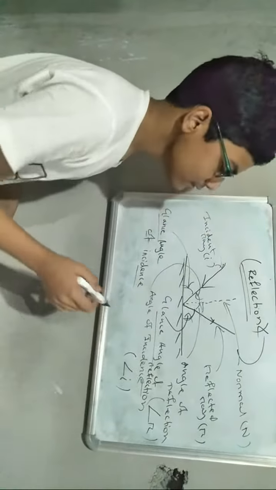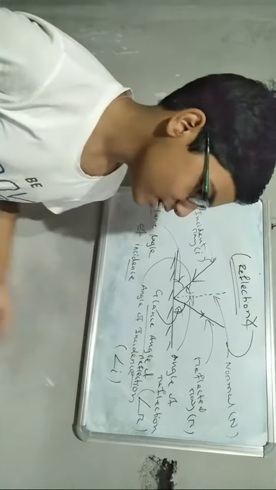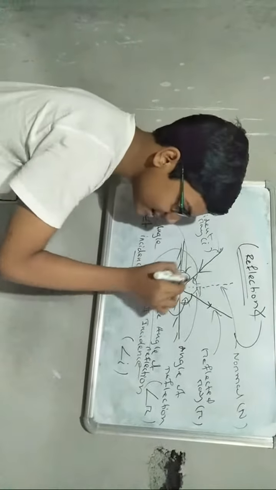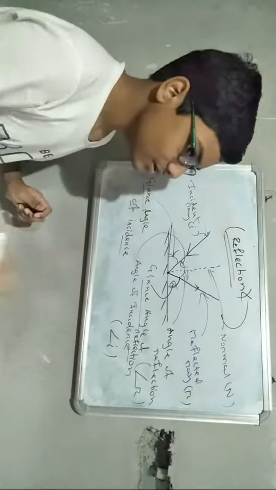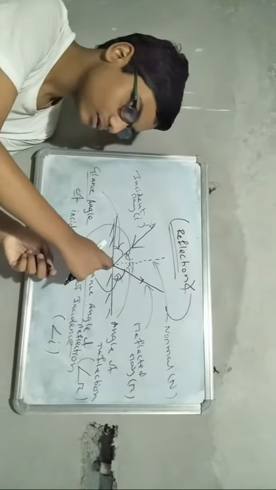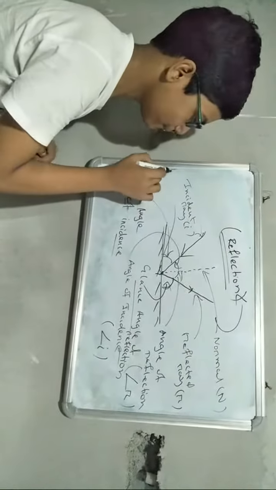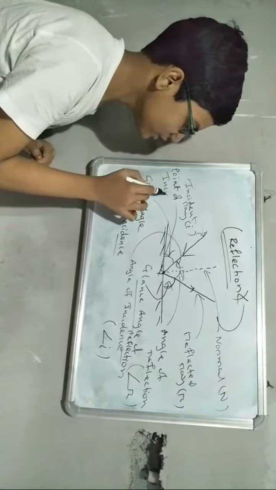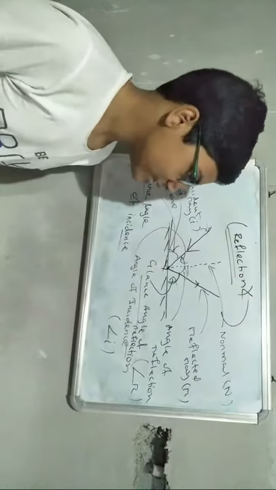Glance angle of incidence and glance angle of reflection are not indicated by any short symbol. Here you can see that the incident ray falls at a point. This point is known as the point of incidence.